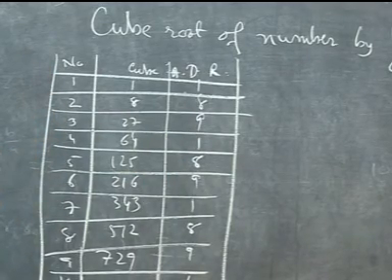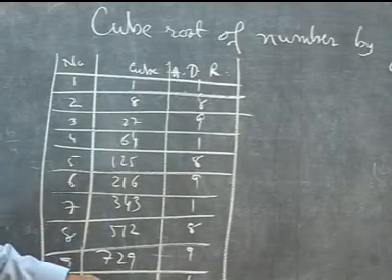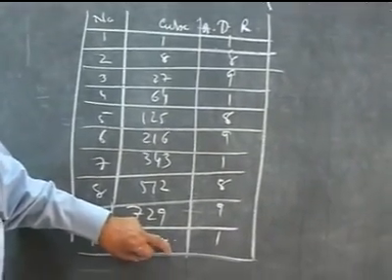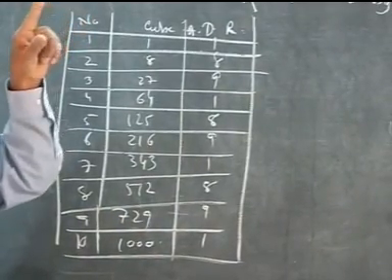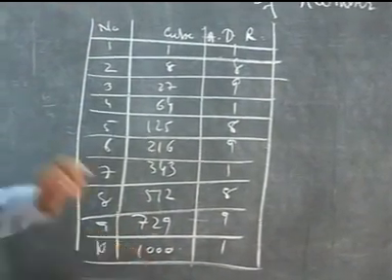One more thing I want to draw your attention to: if this is 10, the cube will have zeros 3 times. In a square it will be double. Here it is 3 times. The number of zeros must be a multiple of 3.